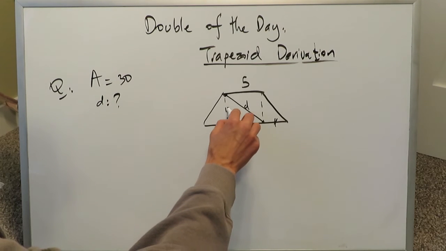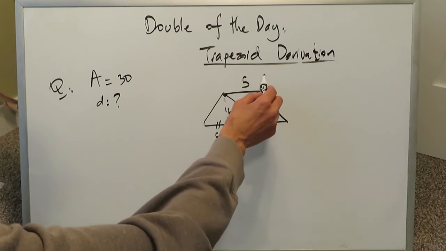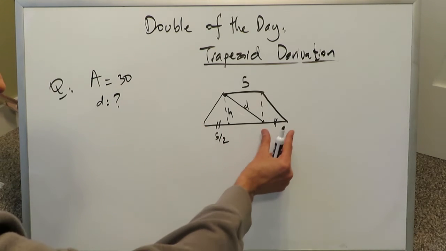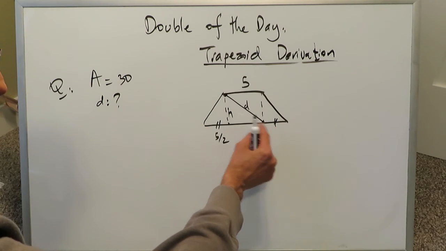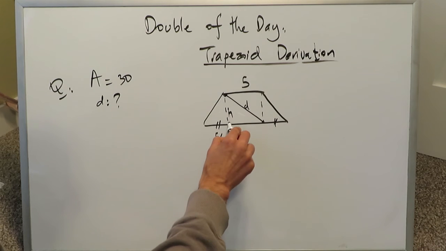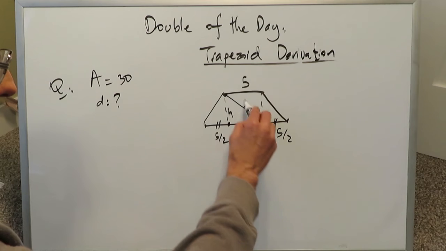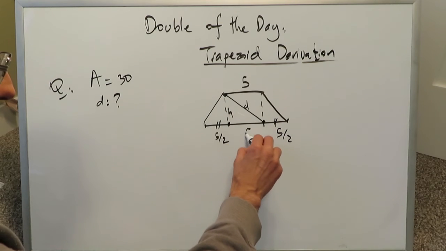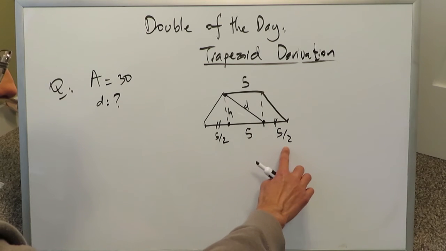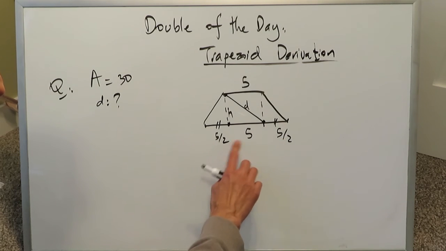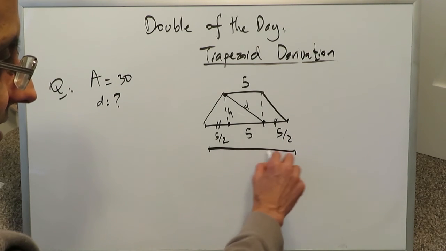We have a height, we have a base 1, we have a base 2. This side is equal to this side because these two markings show that these two little segments are equal, so this must be 5 over 2. This right here corresponds to this side, which is 5. This total base, you can add them up: 5 over 2 is 2.5, plus 2.5 is 5, plus 5. All of this right here is 10.